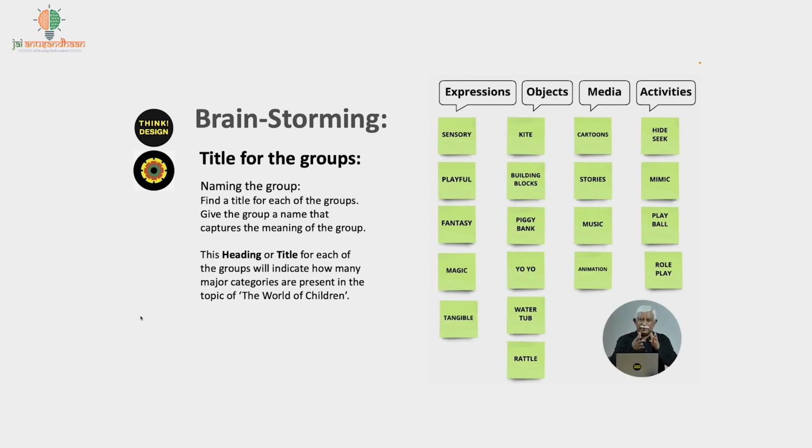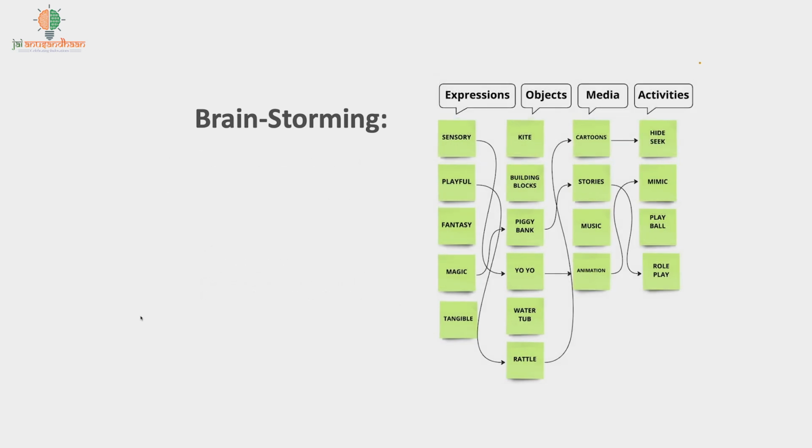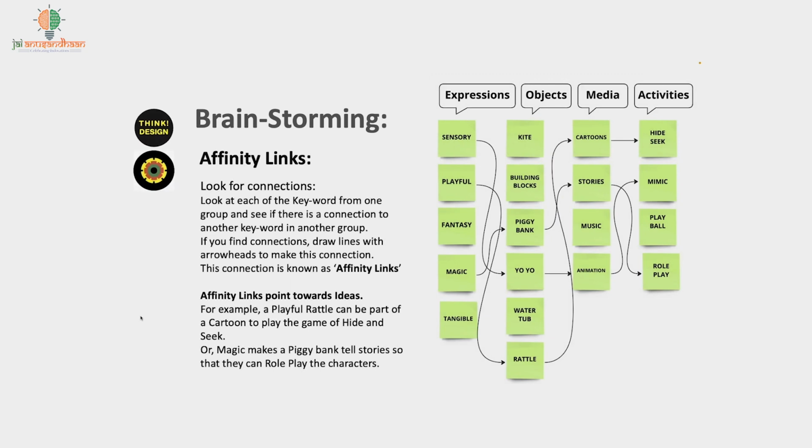So here you can see that the first category are all expressions, the second categories are all objects, the third one are all media, and the fourth one is to do with activities. So titling the category. So you know that there are 4 different topics within this topic, right? And then you can actually link them together.